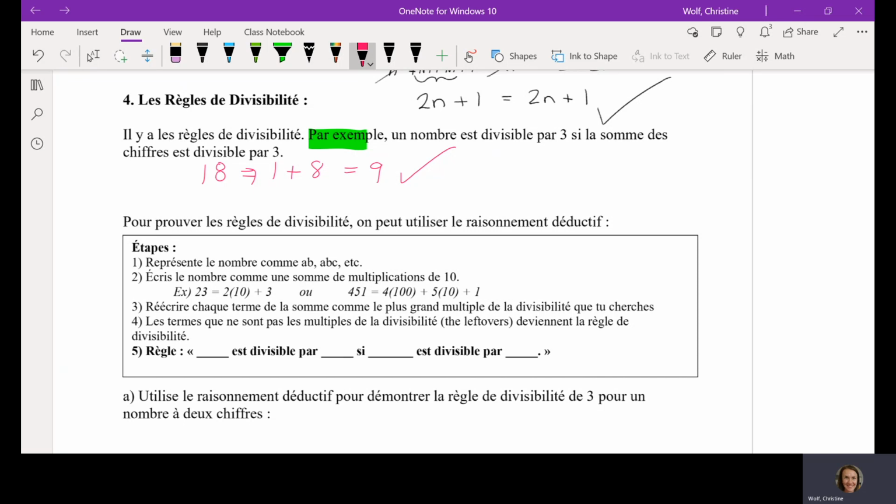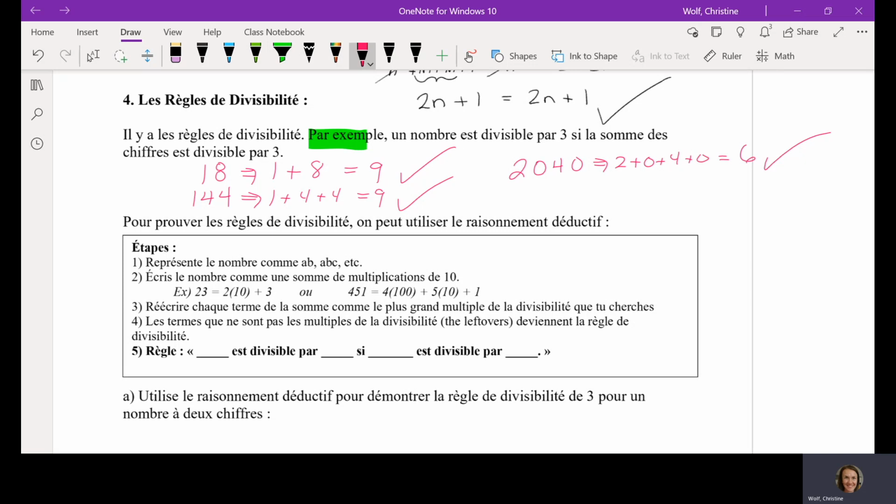OK? Let's try another number. Si vous avez 144 et je veux savoir, est-ce que ça c'est divisible par 3? Quand j'additionne mes chiffres, 1 plus 4 plus 4, cela égale 9. Est-ce que 9 est divisible par 3? Oui, alors 144 est divisible par 3. Une autre, 2040, just like that. Est-ce que ça c'est divisible par 3? Well, j'additionne 2 plus 0 plus 4 plus 0. C'est égal à 6. Est-ce que 6 est divisible par 3? Oui. Alors aussi 2040 est divisible par 3. So maybe you knew that, maybe you didn't. But that's a divisibility rule, okay?